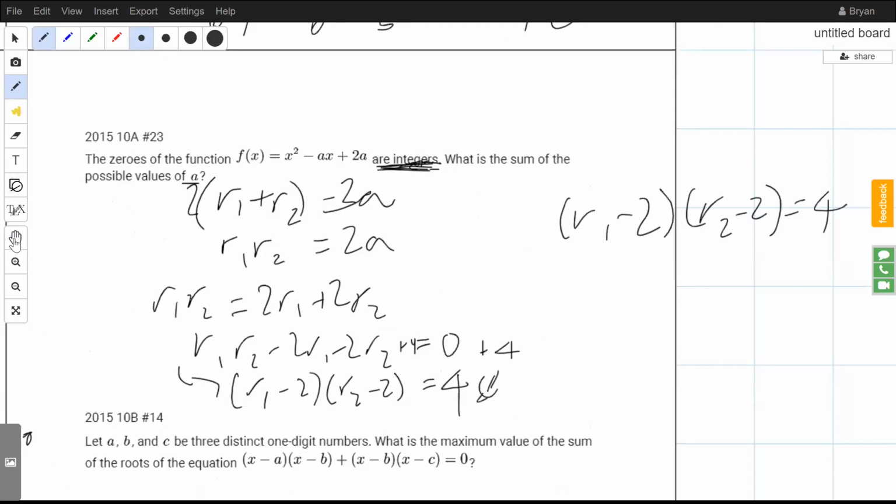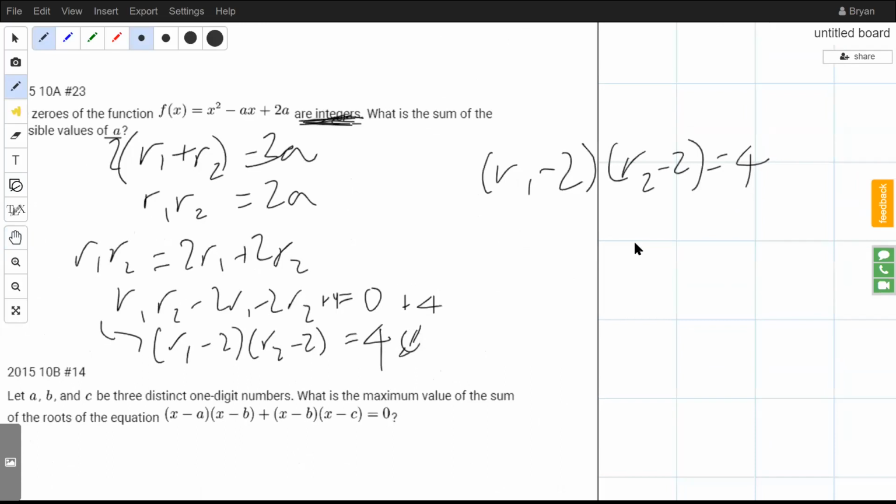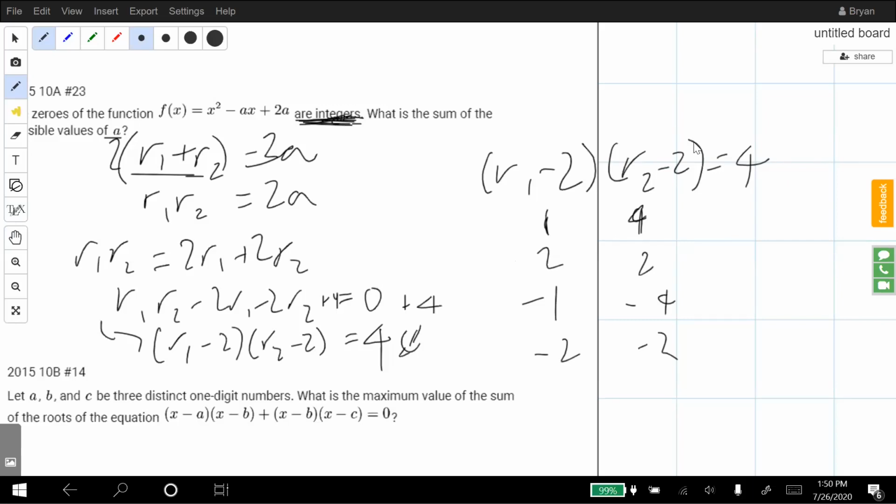And first note that this is symmetric, so we don't really have to consider the cases where they are ordered, because it's unordered. Anyway, what numbers can multiply to 4? We have 1 and 4, 2 and 2. We also have negative 1 and negative 4, and negative 2 and negative 2, because these are integers. There's no restraint on negatives. Note that I did not write 4, 1 or negative 4, negative 1, because we're only looking for the sum, and since this is symmetric, it won't change. It won't be a distinct sum.